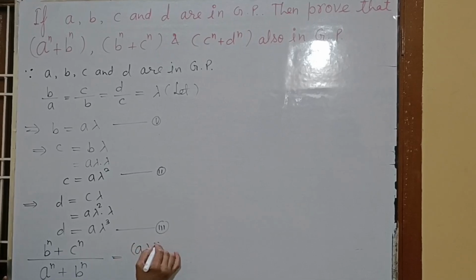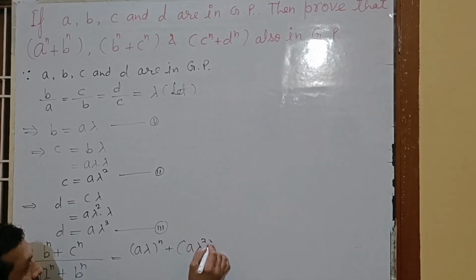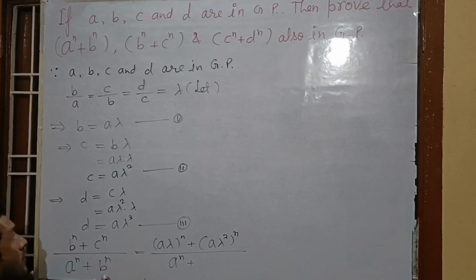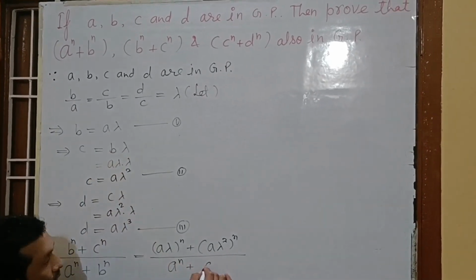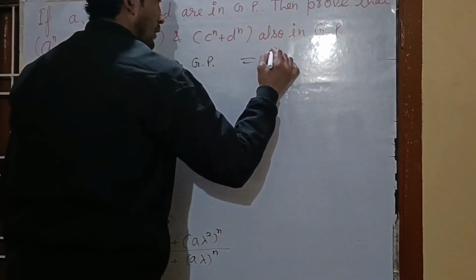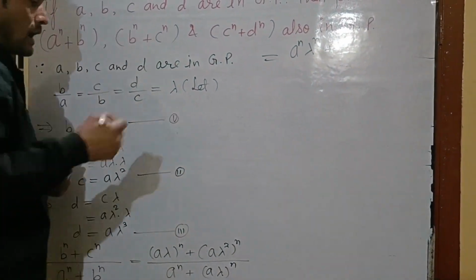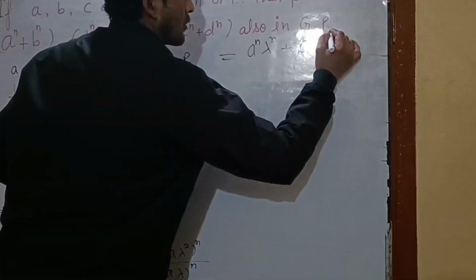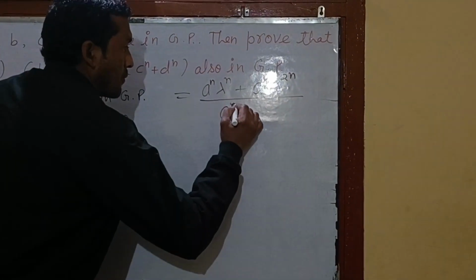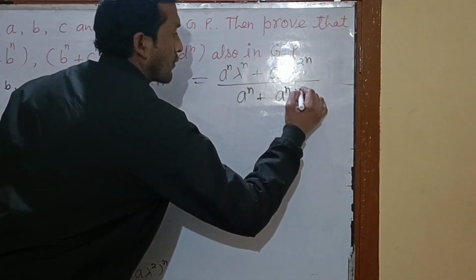B to the power n plus the value of C, A lambda square, its power n, upon A to the power n plus the value of B, A lambda, its power n. That is A to the power n lambda to the power n plus A to the power n lambda to the power 2n upon A to the power n plus A to the power n lambda to the power n.